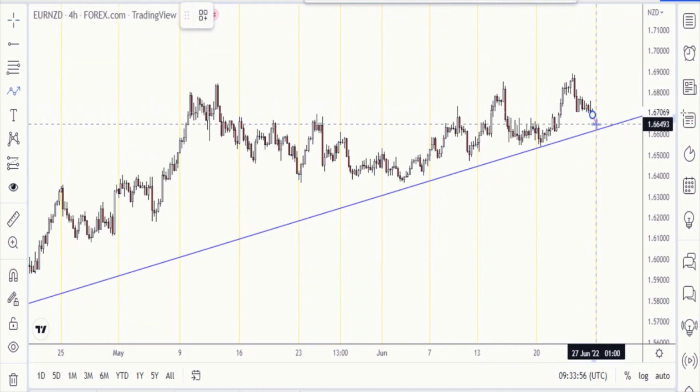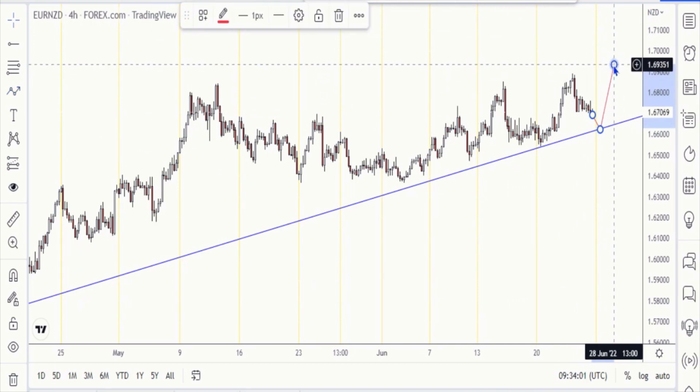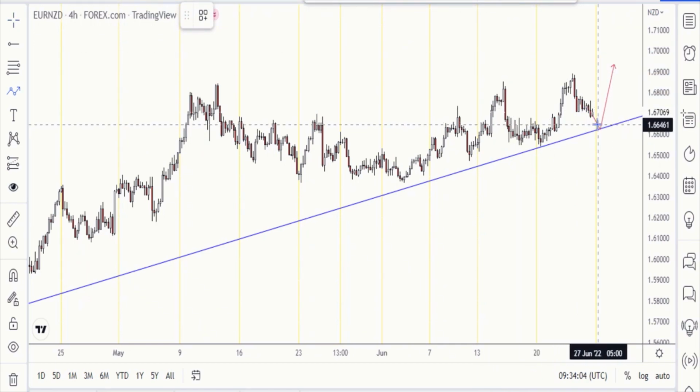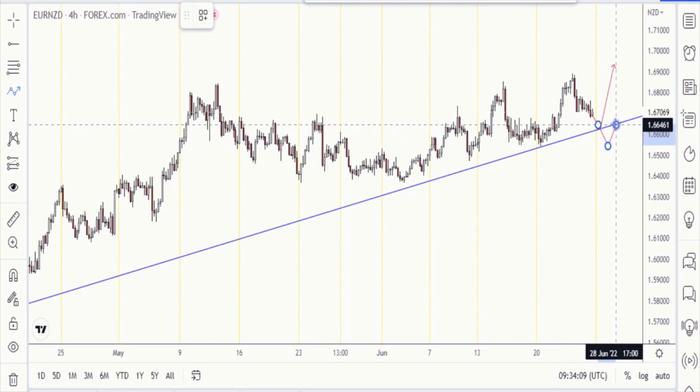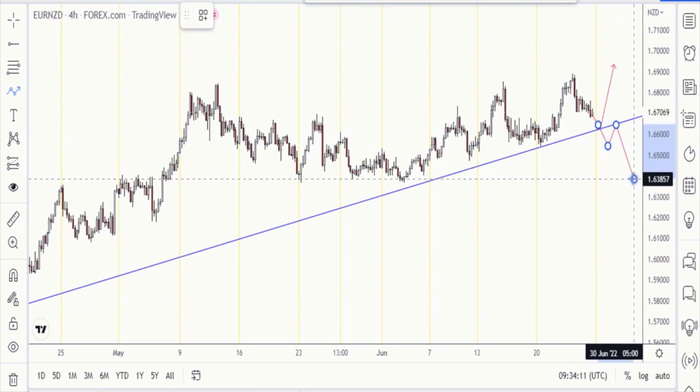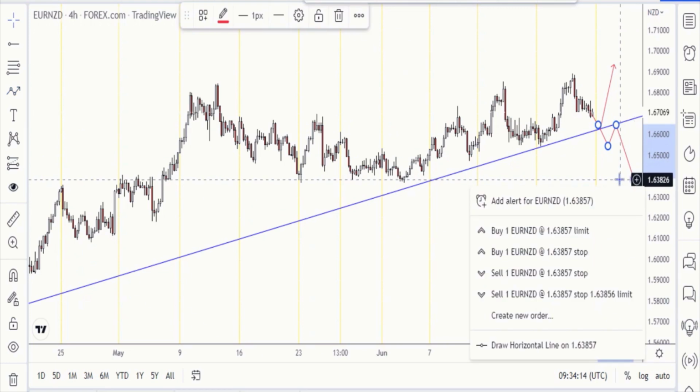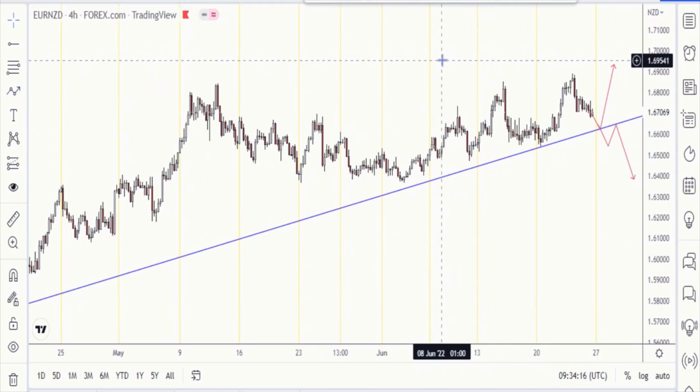Or if the retest never occurs, we will be conversely looking at a breakdown of the trend line. And if possible, a retest of the trend line for the bears then to take over. So these are the two likely scenarios that we will be looking at for the EURNZD. The next pair on the watch list is the British pounds NZD, which is also positively correlated with the EURNZD.